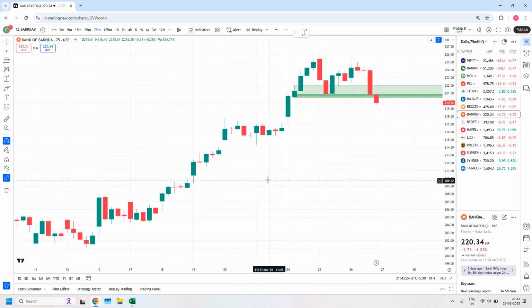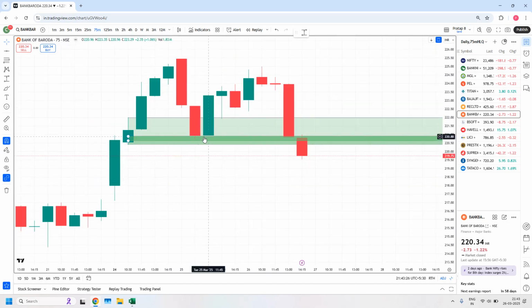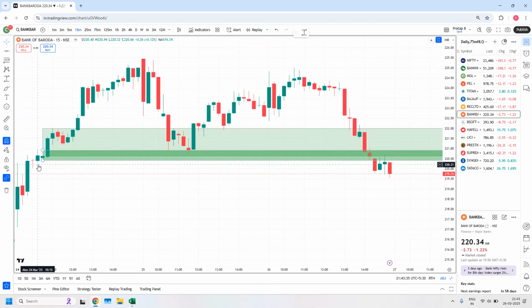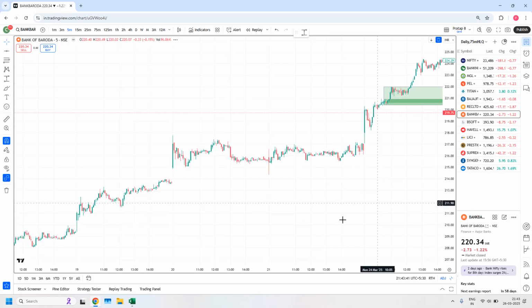Okay, next one is Bank of Baroda. This is a 75 minutes. Yeah, this is the one I was referring to earlier. See, rally base rally. This one is fine-tuned with a 15-minute zone. So here rally base rally. This is the 15-minute zone. Within the 15-minute zone, we have identified a 5-minute zone here.